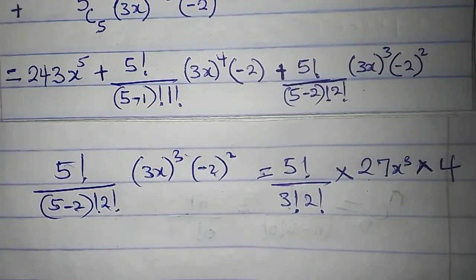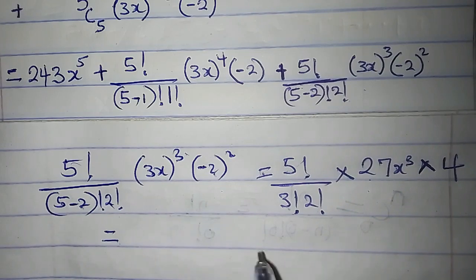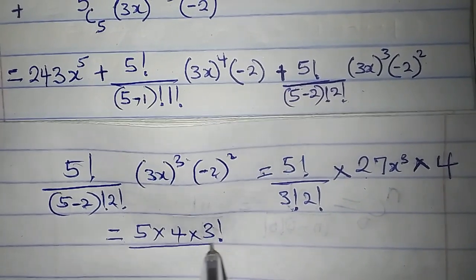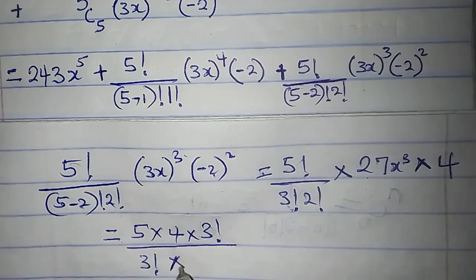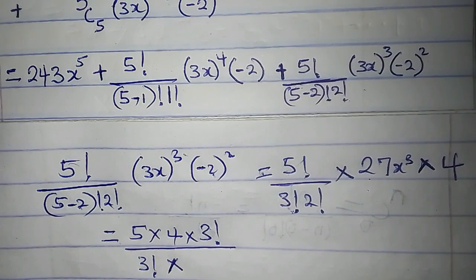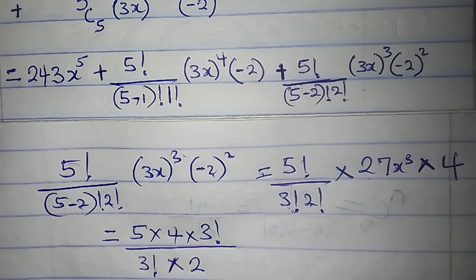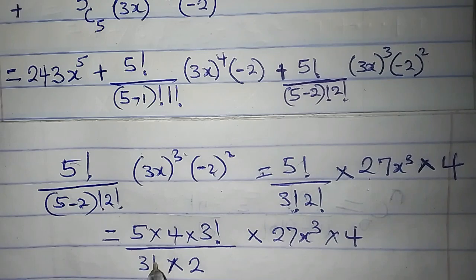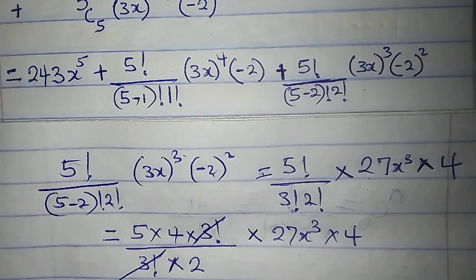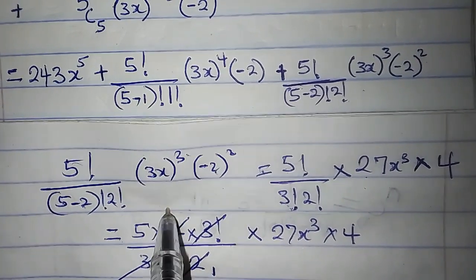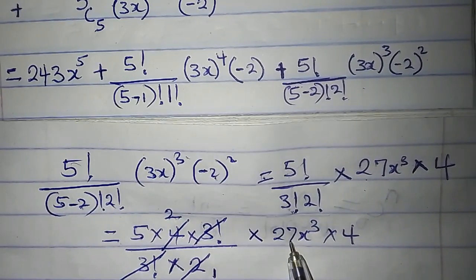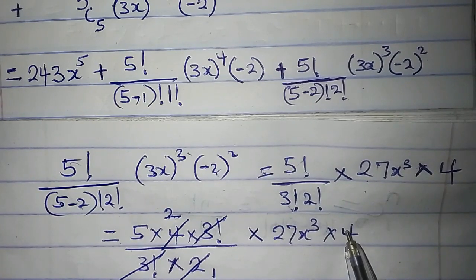So we have this 5 factorial. I want to write it as 5 times 4 times 3 factorial because of this 3 factorial at the denominator. 2 factorial is 2 times 1, so 2 factorial is 2, times 27x cubed times 4. This 3 factorial will cancel the other. 2 here is 1, 2 here is 2. 5 times 2 is 10. 10 times 27 times 4 is 1080.